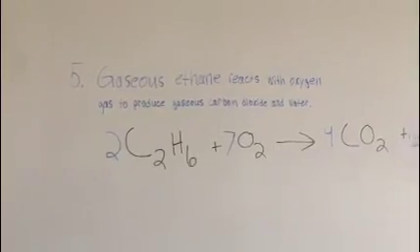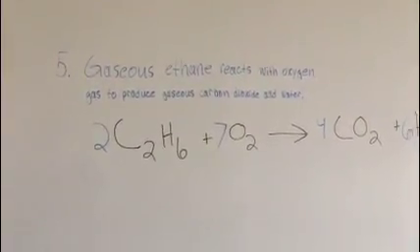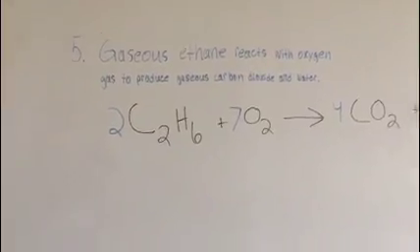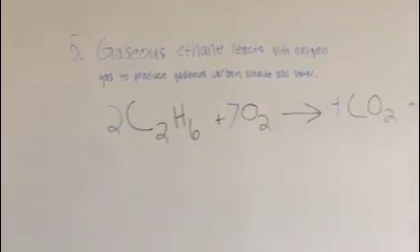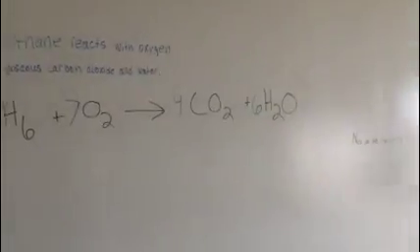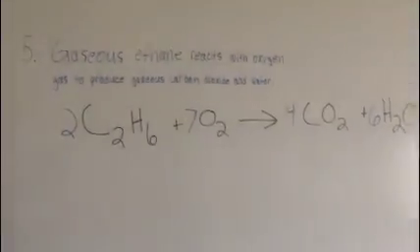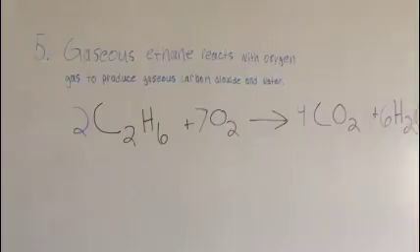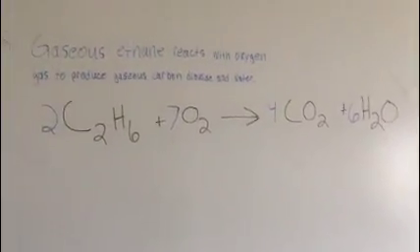Our problem: gaseous ethane reacts with oxygen gas to produce gaseous carbon dioxide and water. For the equation, you would need 2 ethane, that would give you 4 carbon to create 4 carbon dioxide, and 12 hydrogen to create 6 water. To fully balance the equation you need 14 oxygen, so you put 7 in front of the O2.